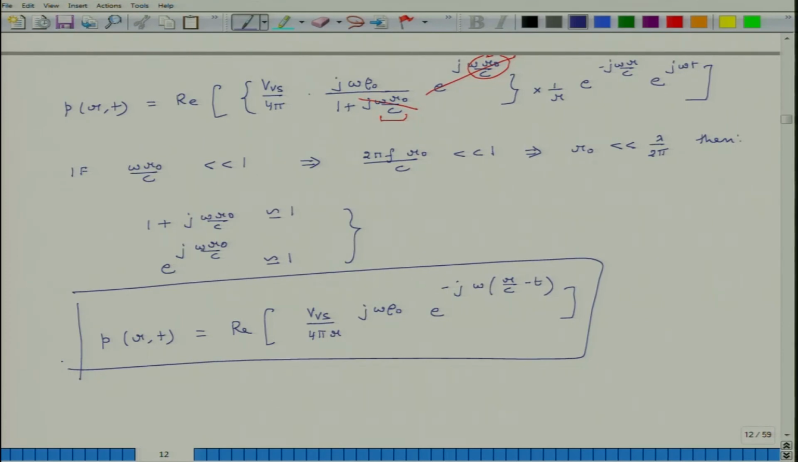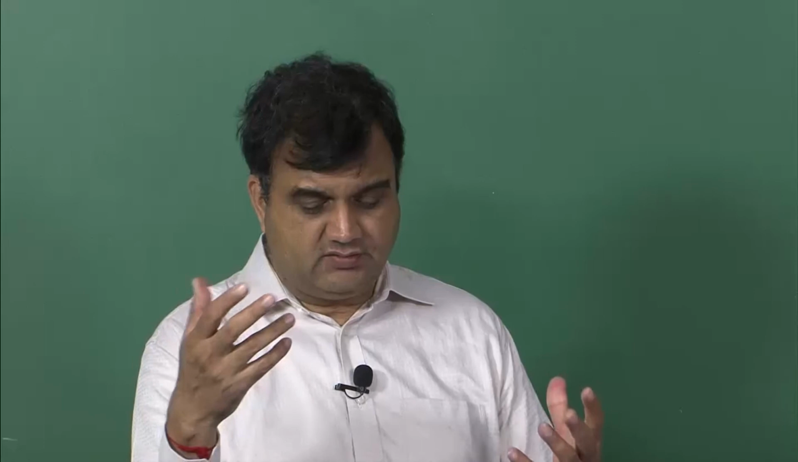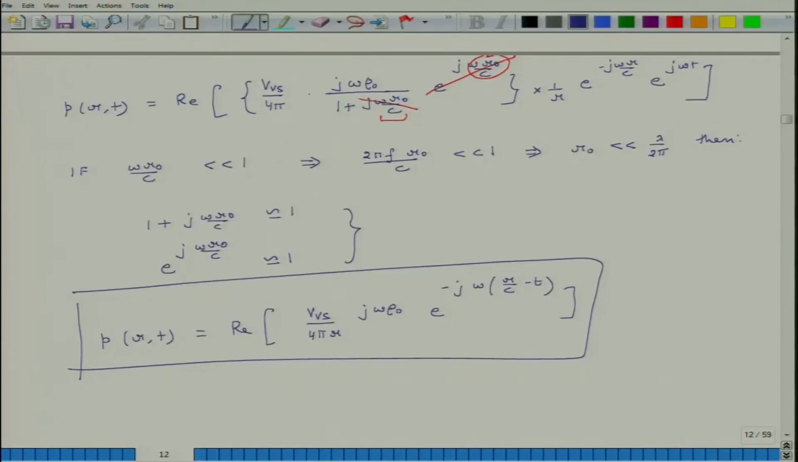So, this relation is valid if the radius of the sphere which we are talking about is very small compared to lambda over 2 pi, which means it is very small compared to roughly 1/6 of the wavelength. If that is the case, then I can consider this as kind of a point object, and in this case I can say that pressure is directly proportional to the volume velocity of the source. And of course, it is inversely proportional to the distance, which is r, times j omega rho naught times e to the minus j omega r over c minus t.